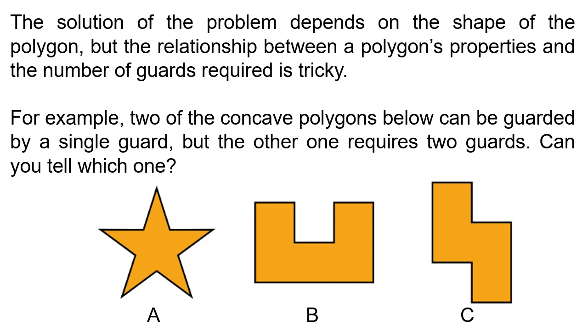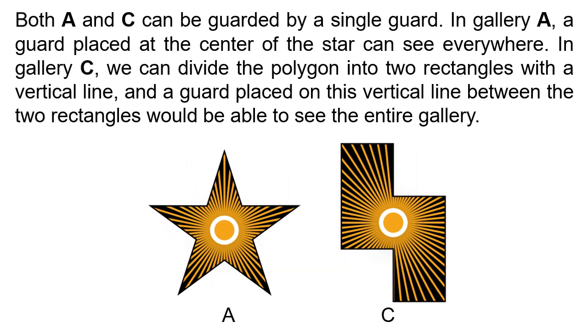If we look at these figures, we can see that A and C can be guarded by only one guard. If the guard is placed at the center, then the guard can always see any part of the wall here. So only one guard is needed for A. For C, if you put the guard at the center, then the guard can look at this part here. So there is no blind spot. That will be our solution.